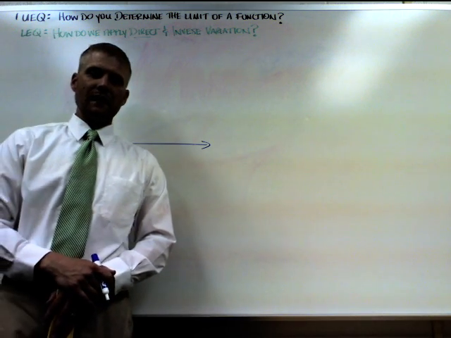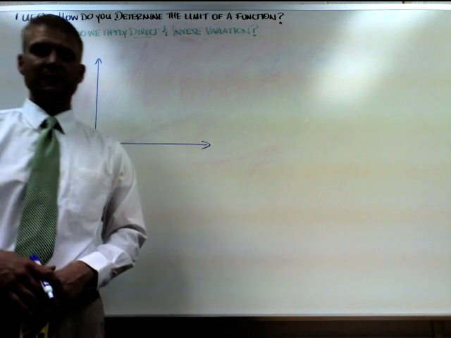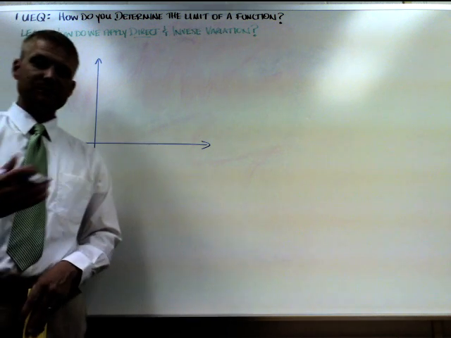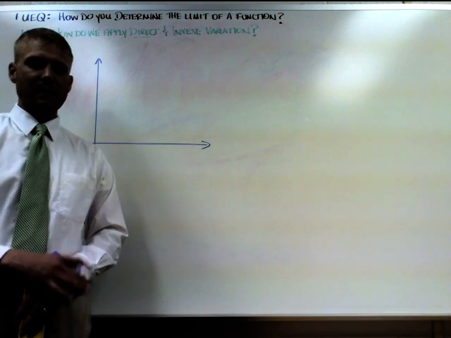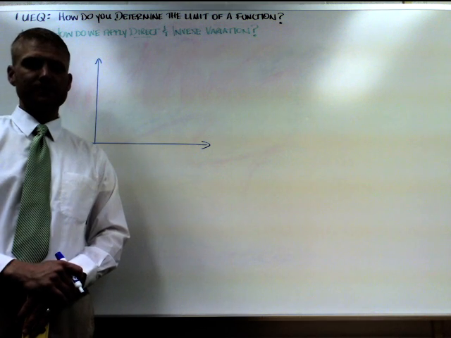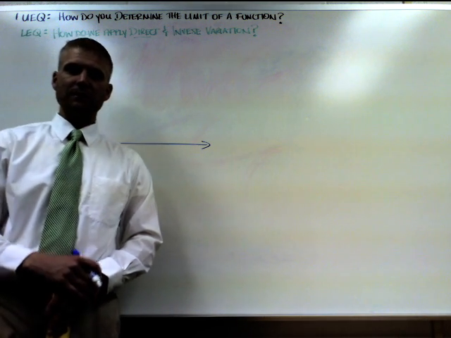That is an example of direct variation. As x gets bigger, y gets bigger. X gets smaller, y gets smaller. This chapter, we're going to be doing something called inverse variation.